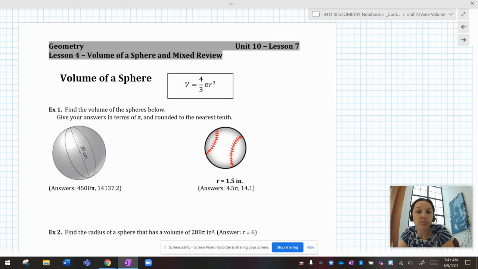So, up to this point, you should have learned some area formulas for polygons and circles. You should have learned volume formulas for prisms and pyramids. And now we're going to do one more volume formula and then kind of put some things together here. So, what we're going to do today is the volume of a sphere.